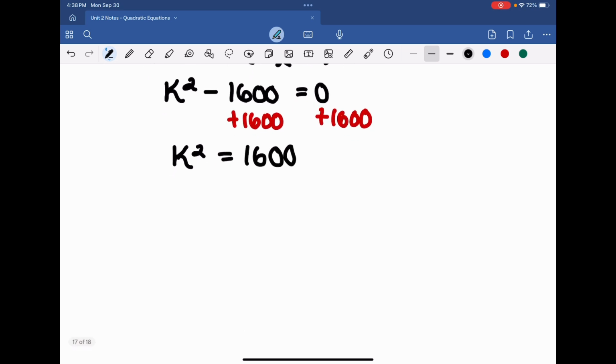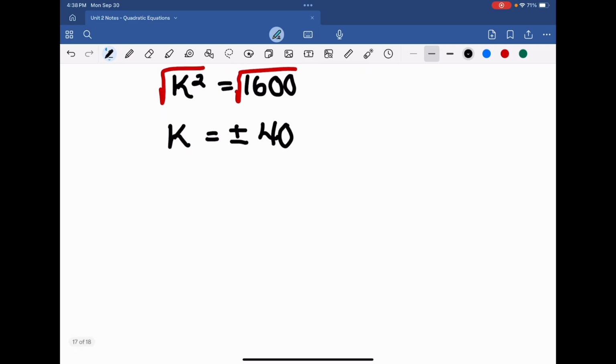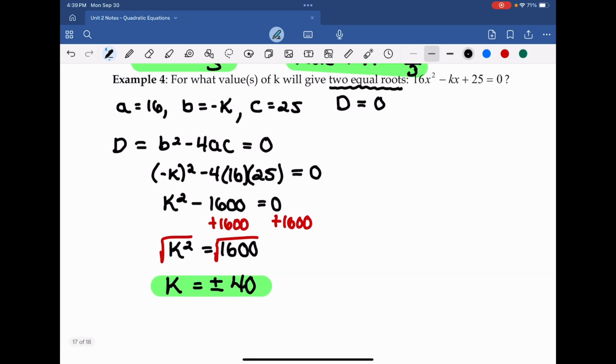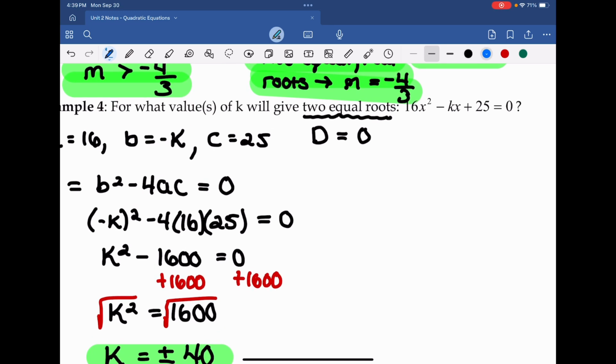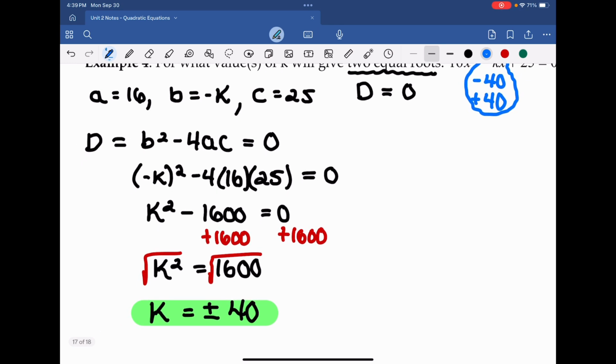Now I must square root the value here. So I'm going to square root k, square root the 1600. This gives us k is equal to, remember from earlier in our unit, a square root gives us a plus and minus case. So it's going to be plus and minus 40 as the value. And then therefore, that's the two solutions such that we get two equal real roots. That's what would satisfy this. So if I put 40 in for k, and I could even do that above here, if I wrote this as negative 40 or even a positive 40 here for k, both of these would satisfy this in terms of giving us those two equal roots where it crosses the x-axis one time.